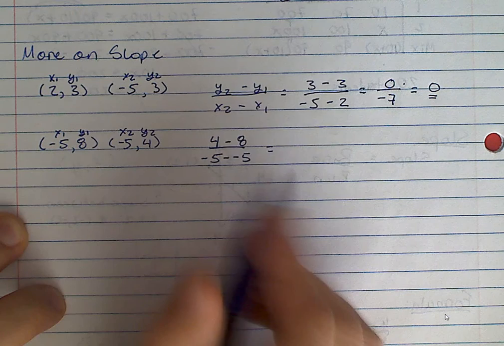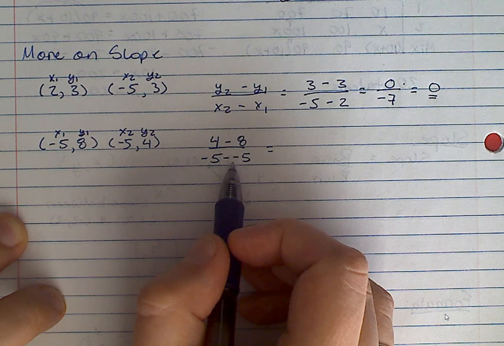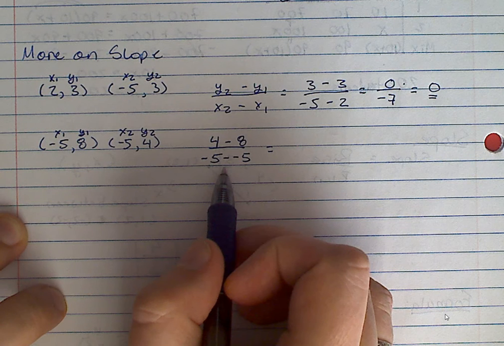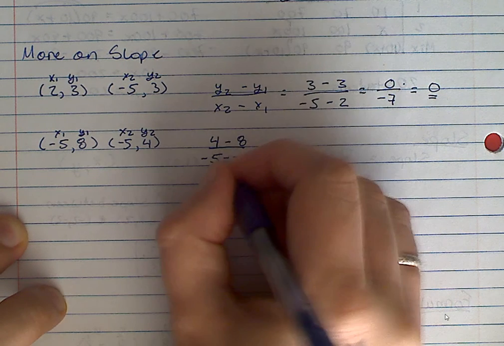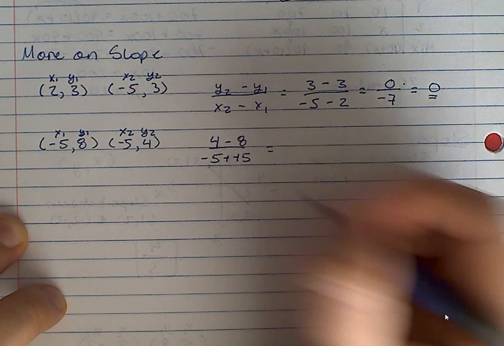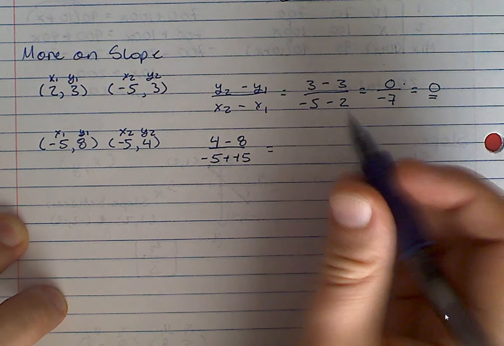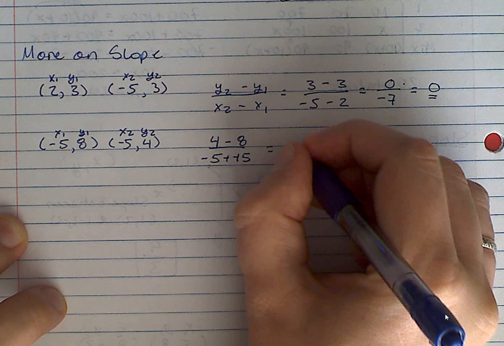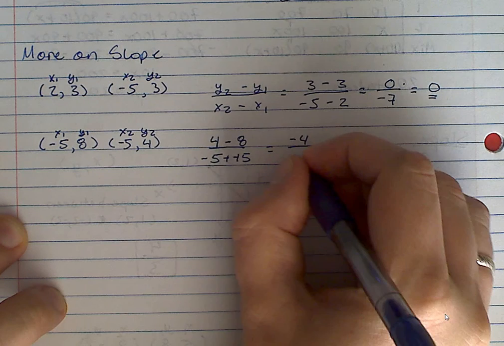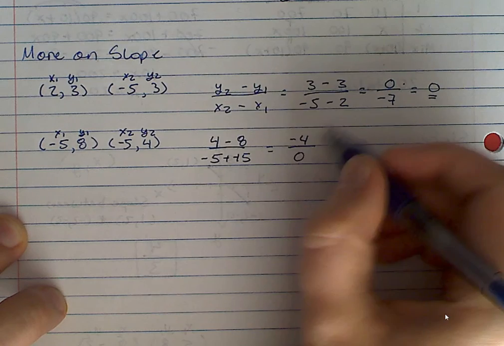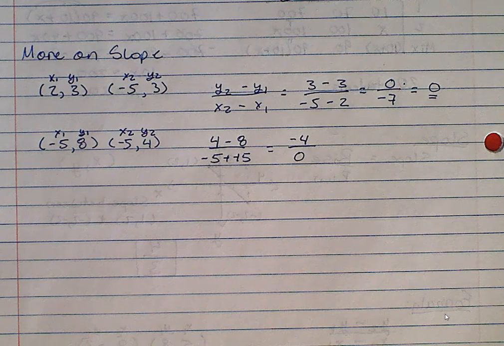Now -5 minus negative. Colton, when I see minus negative, what do I do out loud every time? Boom, boom. So I'm going to do boom, boom, out loud every time. So 4 minus 8 is -4, and -5 plus 5 is 0. Now if 0 is on the bottom, you cannot do that. It is one of the very few things that is absolutely forbidden in mathematics.